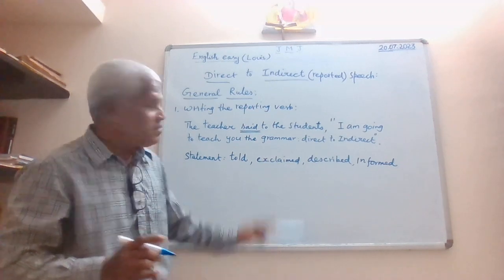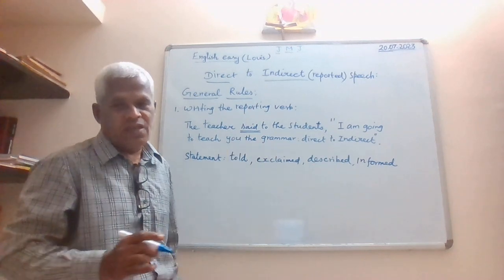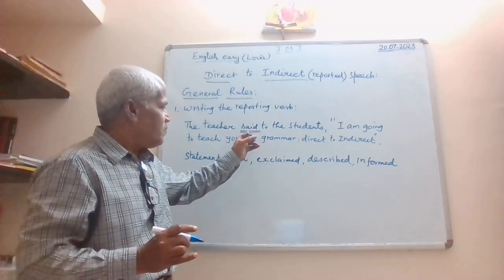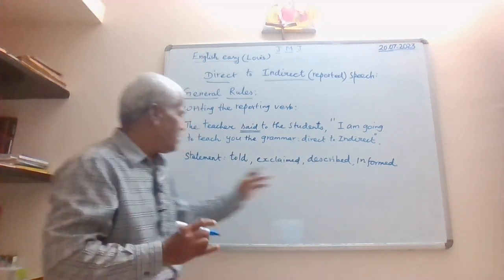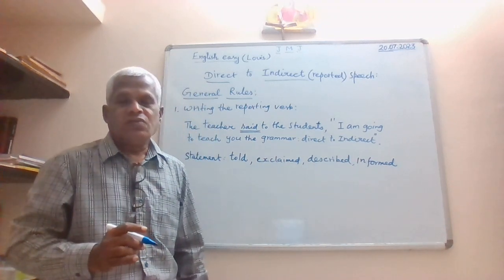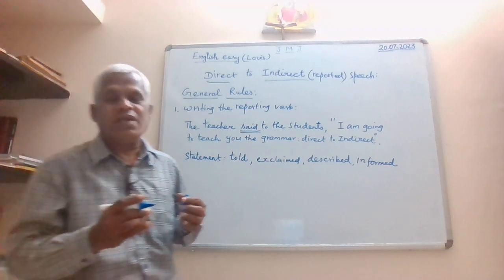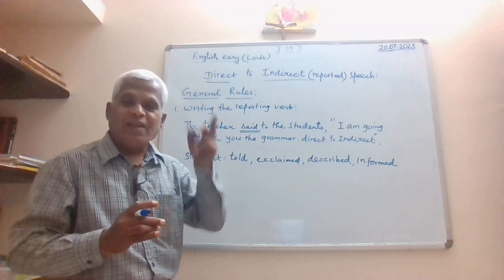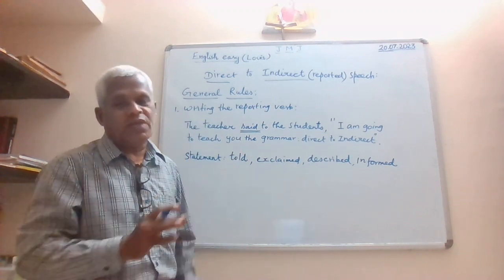Why is this in past tense? Because the verb said is in past tense. The reporting verb is past tense. So therefore, instead of the verb said, you can use all these words like told, explained, described, informed. Whatever verb is pleasing to you, you can choose. But you must be clever enough to write the appropriate verb there.